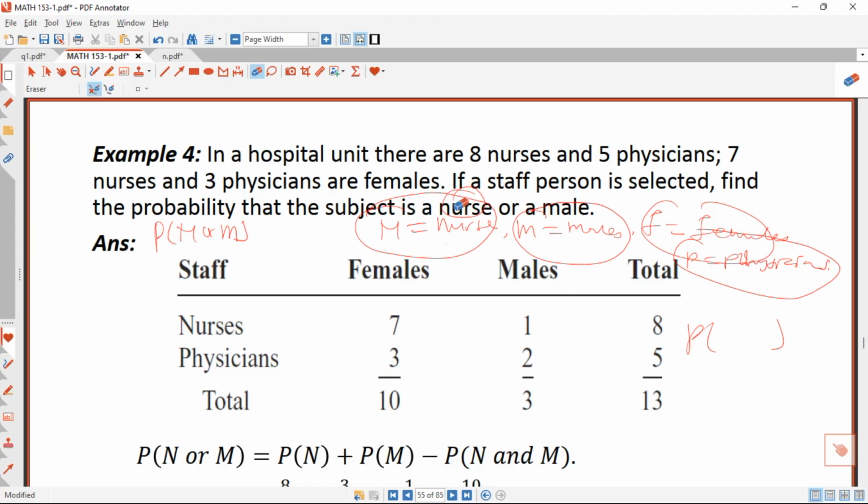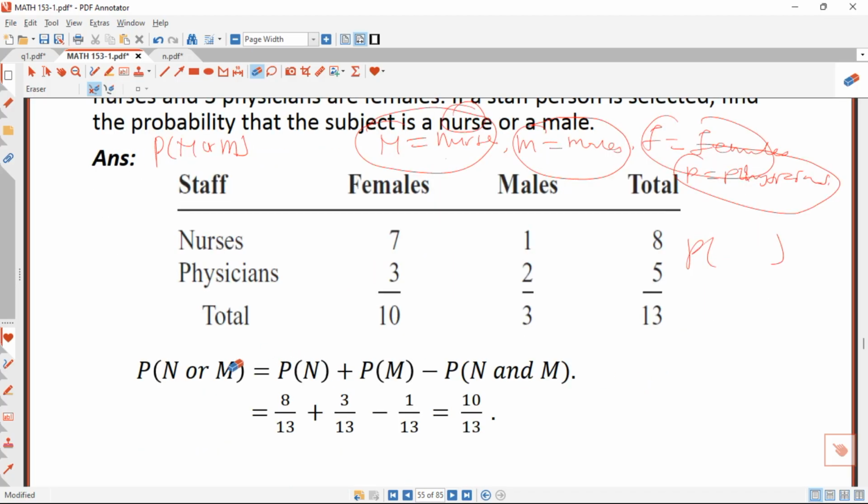So let's indicate this on a table for us to really understand, right? So here we'll be getting our nurses and physicians, and we'll be getting male and females, right? So for the nurses, we are having 7 to be females, and having 3 to be physicians, right? And then for the males, we are having 1 to be nurse, and then 2 to be physician, right? So when you add the female, you are getting 10. When you add the male, you are getting 3. So when you add the number of nurses, you are getting 8. When you add the number of physicians, you are getting 5. And the total, that's the sample space, is 13, right?